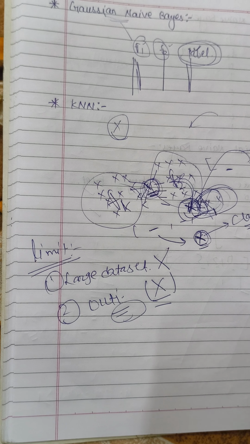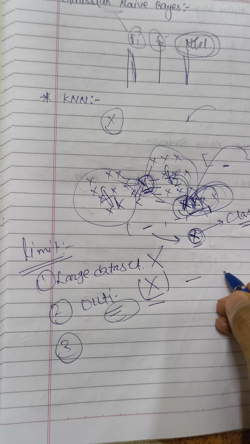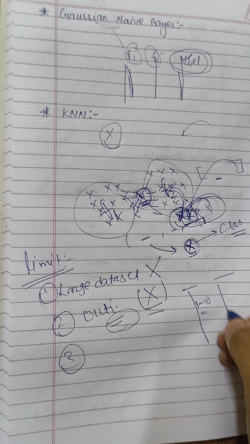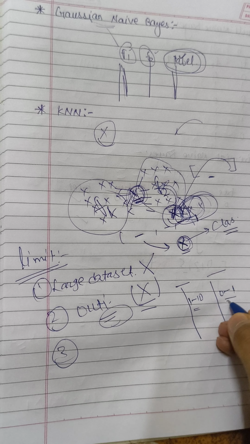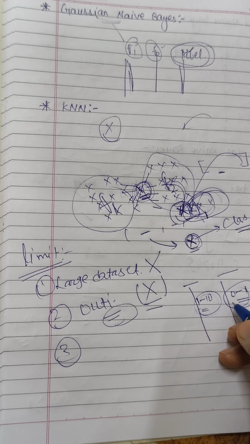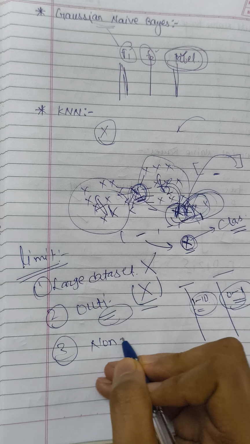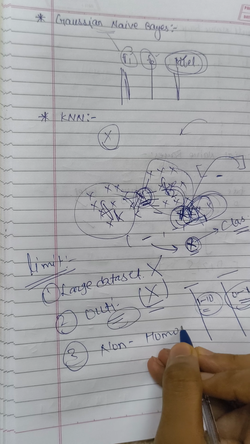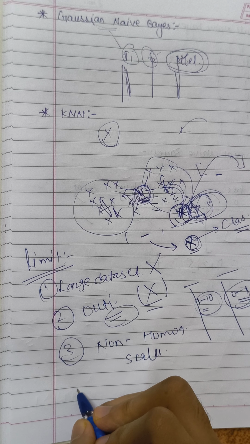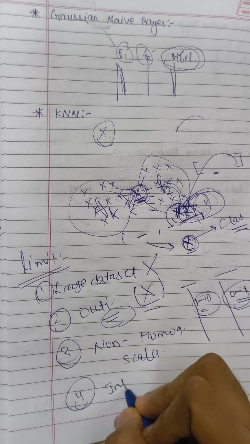The third is the non-homogeneous scale. Suppose we have feature 1 and feature 2, and feature 1 has values between 1 to 10 while feature 2 has values between 0 to 1. So in such cases where the scaling of the data varies, my KNN also fails, that is, in the non-homogeneous scales. And the condition where my KNN again fails is inferencing.